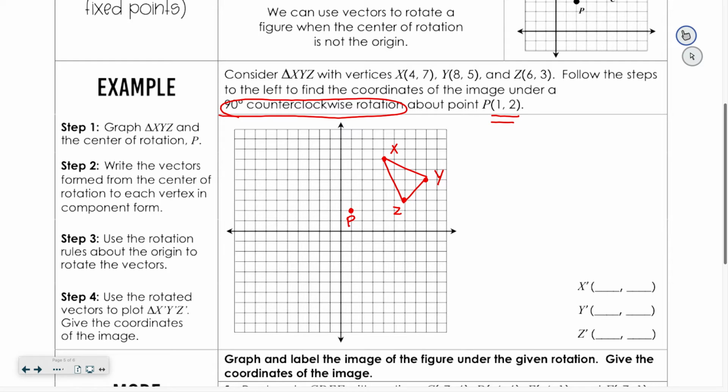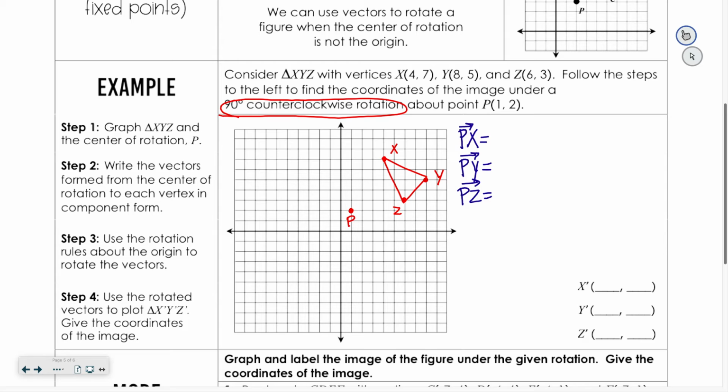All right. So we're going to use vectors to do this, okay? So we're going to use 3 vectors. We're going to go from P to X, from P to Y, and from P to Z. 3 vectors. Now I'm not going to draw the vectors because it gets really a lot happening up there. So when I'm doing vectors, left, right first, up, down second.